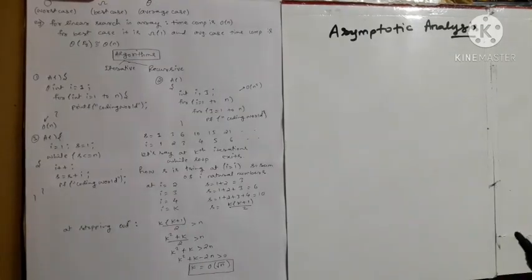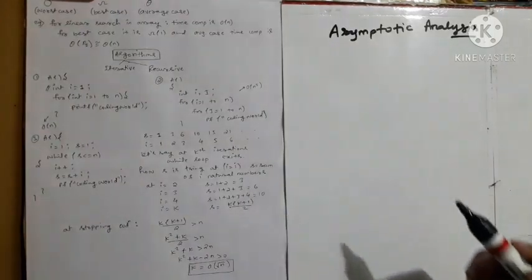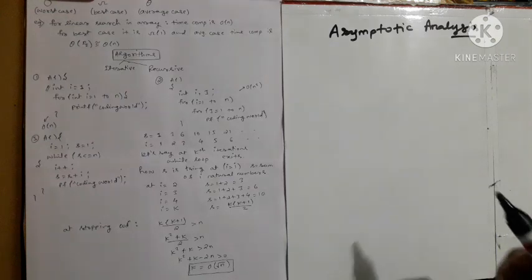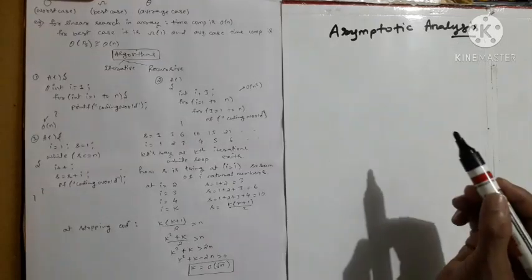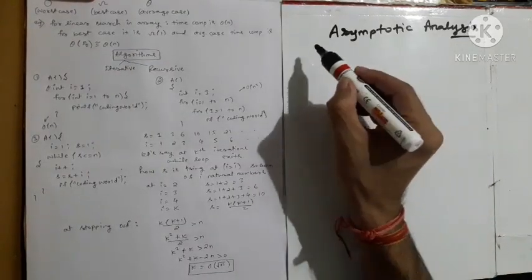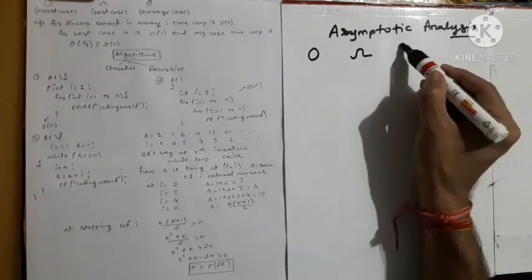This is the first tutorial of the coding world on asymptotic analysis, and here is the first page of handwritten notes of coding world. So what is this? I am going to tell you now. In asymptotic analysis, we are mainly concerned with three terms: big O notation, omega notation, and theta notation.